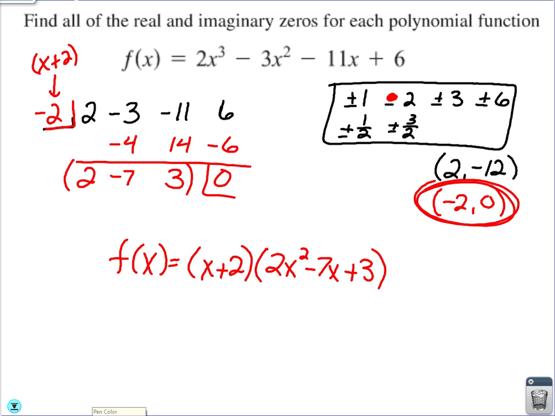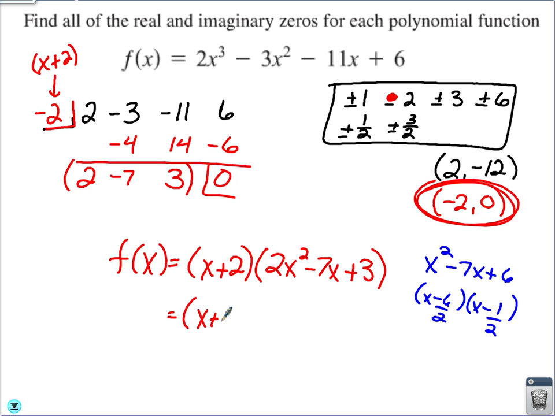Since the 2 is out front, we're going to have to use bottoms up. Turns it into x squared minus 7x plus 6, which is x minus 6, x minus 1. Since we moved the 2, we divide them both by 2. So my new factored form is x plus 2 times x minus 6 over 2, which will be x minus 3, times, since you can't reduce that, bring the bottom up.